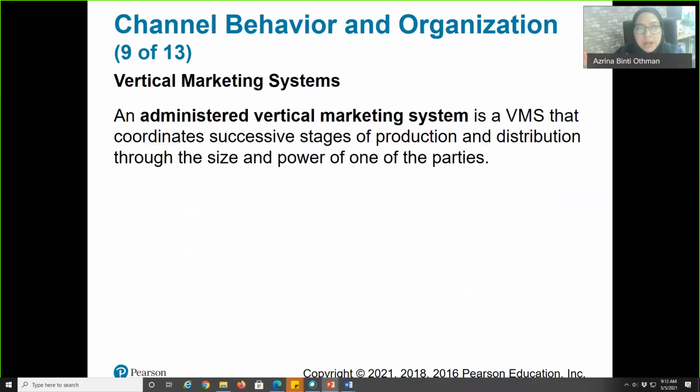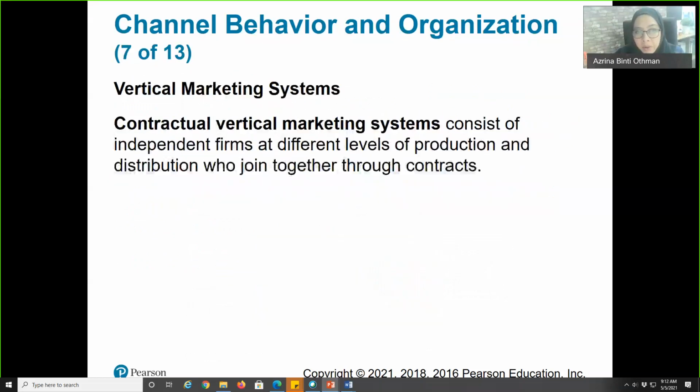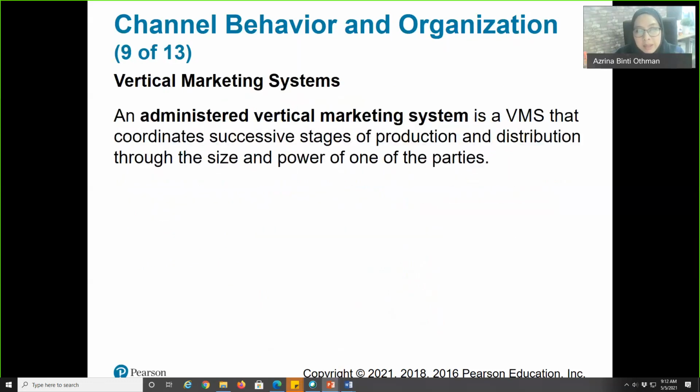Okay, kita juga ada administered vertical marketing system. Ada tiga kan tadi? Tadi kita dah cover contractual. Okay, and then administered vertical marketing system. What is an administered vertical marketing system? It's a VMS that coordinates, yang menyusun, successive stages of production and distribution through the size and power of one party. So, dia lebih kepada penyusunan successive stages supaya berjaya dari segi production and distribution, bergantung kepada quantity, size dan juga power of one of the parties. Maksudnya semuanya ada capacity dari segi power and size.